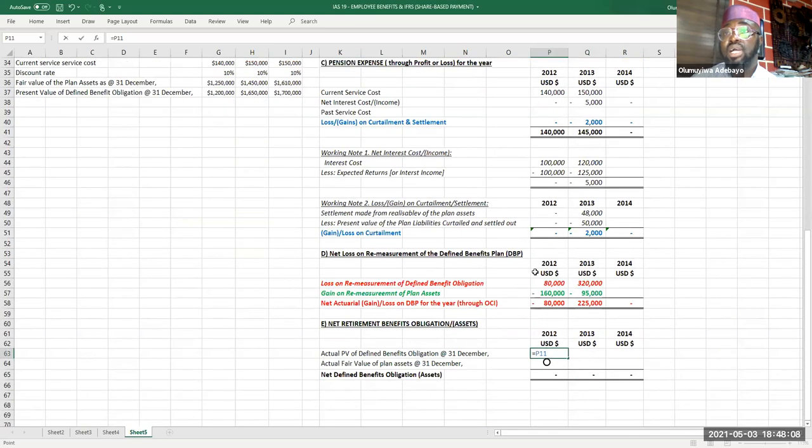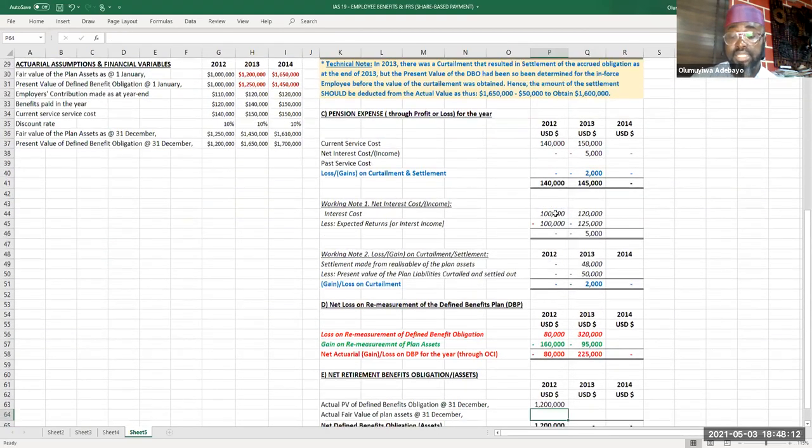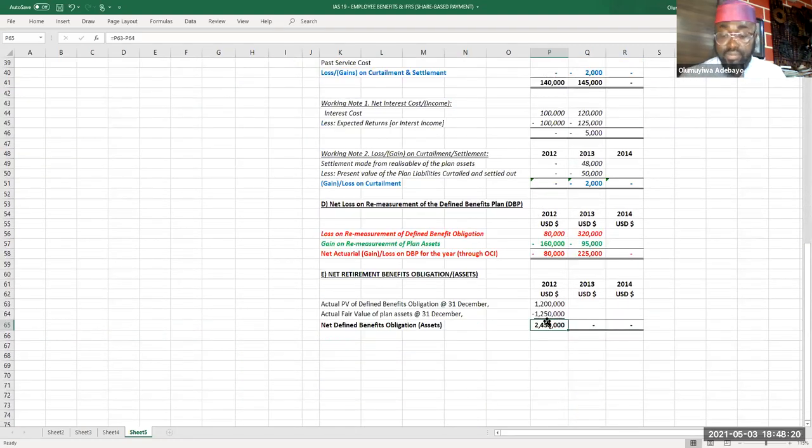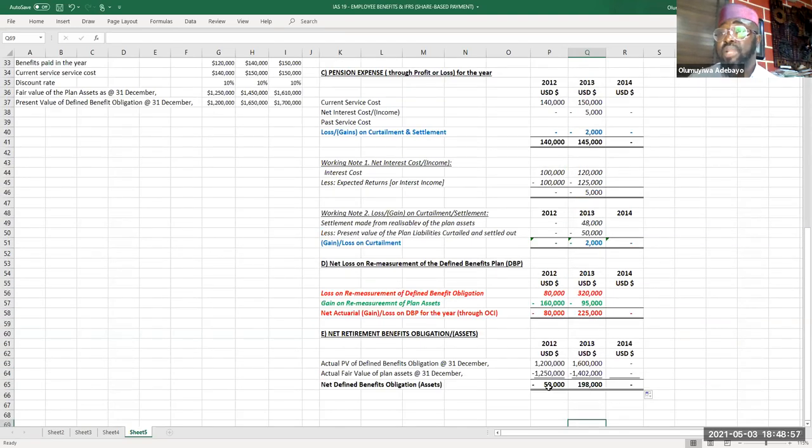Our obligation will come first, and we deduct our asset from it. In this case, we have net of assets. And when you have net of assets, you need to be careful because you need to subject it to the asset ceiling test. We are going to discuss that as we move on. Now, in the second year, what do we have? We have 198. And 198 is the difference between the defined benefit obligation of 1.6 and the actual fair value of the plan asset of 1.4, which means our net plan asset, or net retirement benefit asset, has now turned to net defined benefit obligation within the space of 1 year.